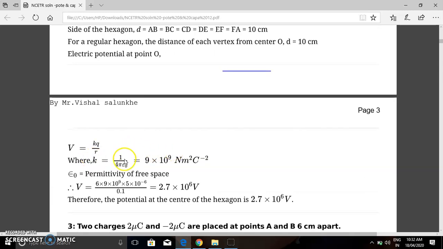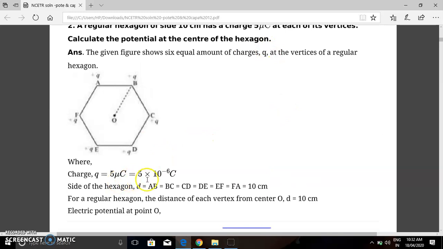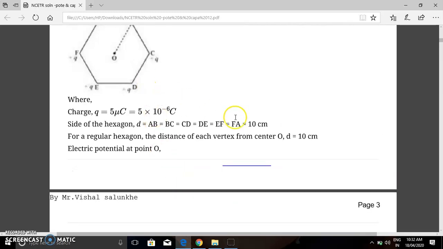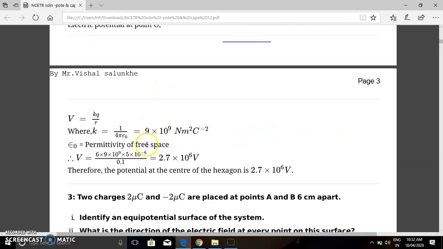So by using a simple formula we can calculate the electric potential. Electric potential V is equal to k, that is 1 upon 4 pi epsilon naught, into charge upon distance. So here the charge they have given is 5 into 10 raised to minus 6, and the distance everywhere is 10 centimeter, so we can apply this formula. 10 centimeter is nothing but 0.1 meter.